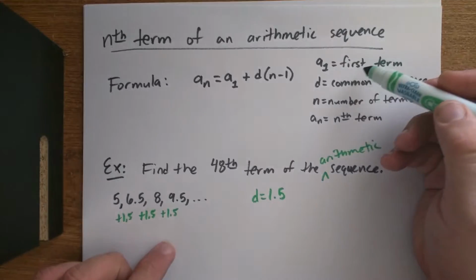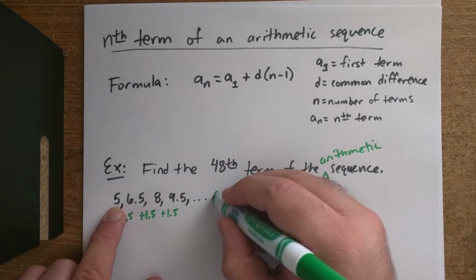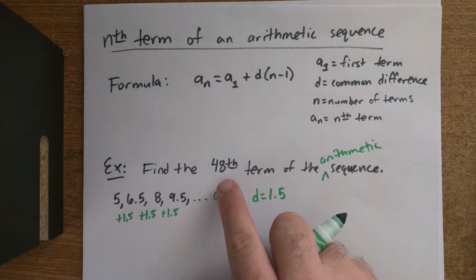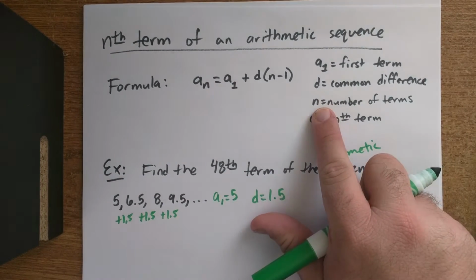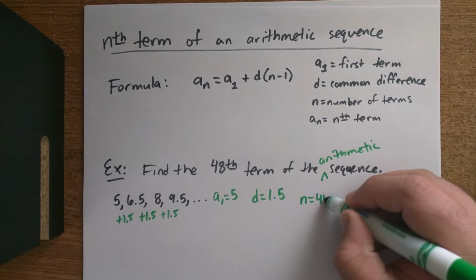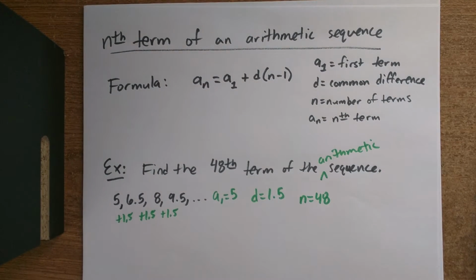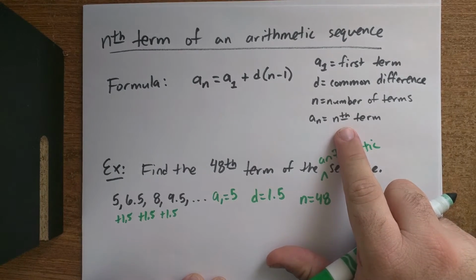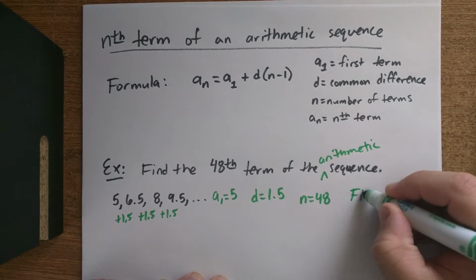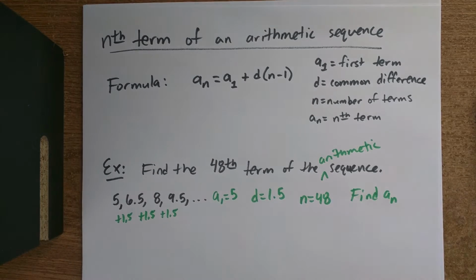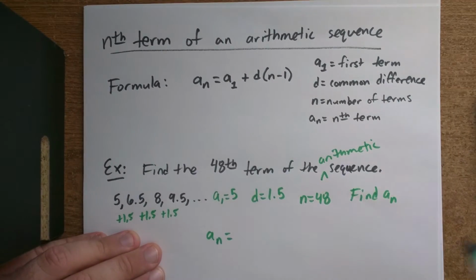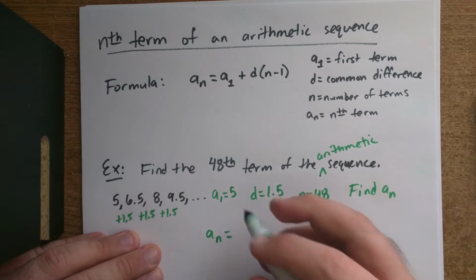Let's go ahead and identify some other things. A sub 1 is your first term. We said earlier that a sub 1 in this case will be the number 5. If you're trying to find the 48th term, that means that in this problem, n is going to equal 48. Okay, so we have three things we can plug in, and we don't know what the nth term is. That's what we're going to try to find. So our goal is to find a sub n. You're going to see it's very easy, because all you're doing is plugging into the formula. I don't know what a sub n is, but I know that a sub 1 is 5.